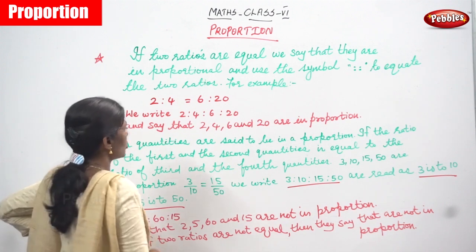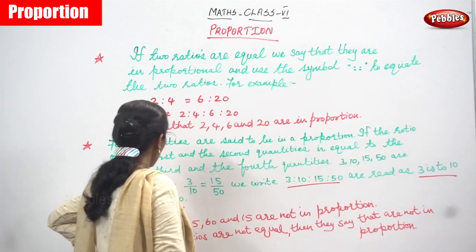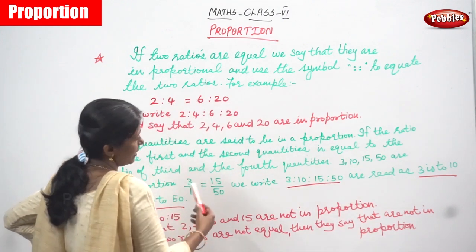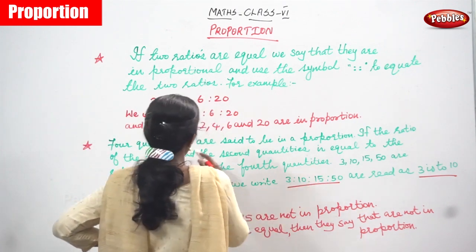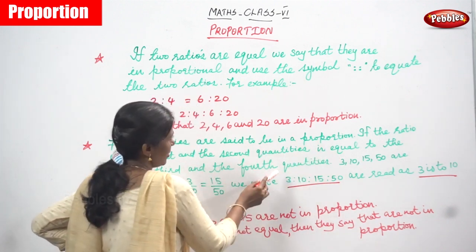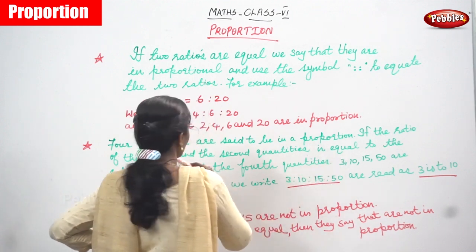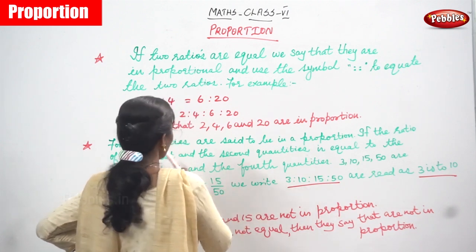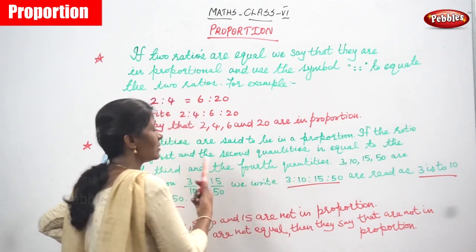For example, 3, 10, 15 and 50 are in proportion. Four quantities means four numbers are given. Four quantities are said to be in proportion if the ratio of the first and the second quantity is equal to the ratio of the third and the fourth quantity. That is the exact definition.